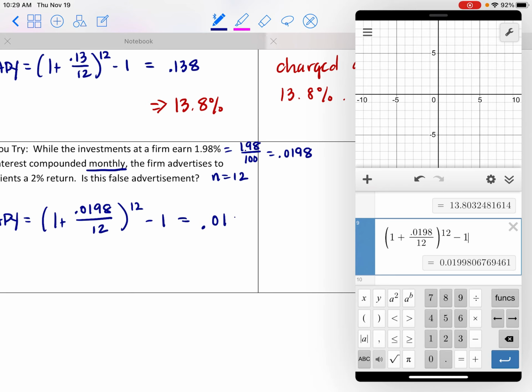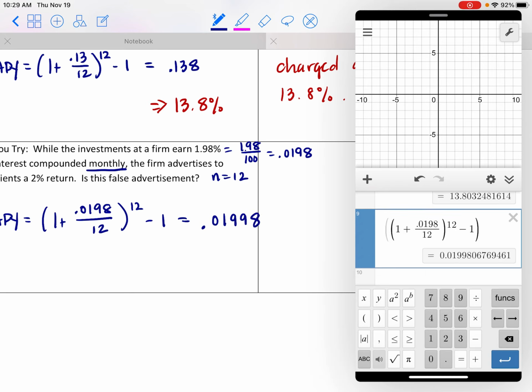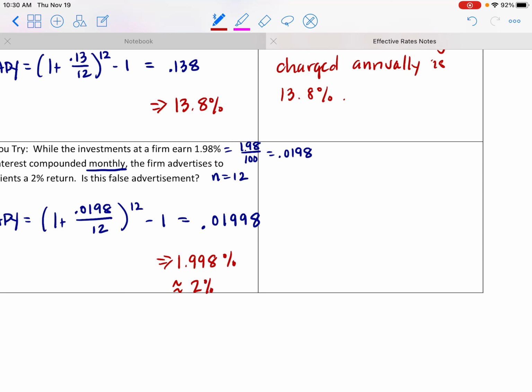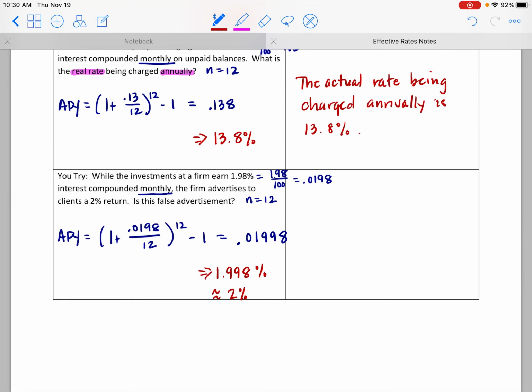0.01998. I kept a little more on the decimal there because it's like, where do we round this guy? So 1.998%, effectively 1.998%. I would say, yeah, that's pretty close to 2%. Okay, not quite getting there to 2, so I don't think it's false advertisement. I think it's about 2%. So I would say no.